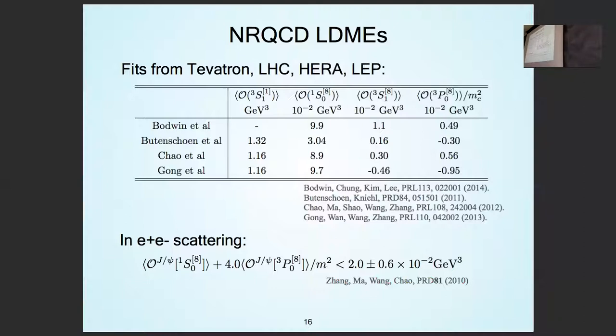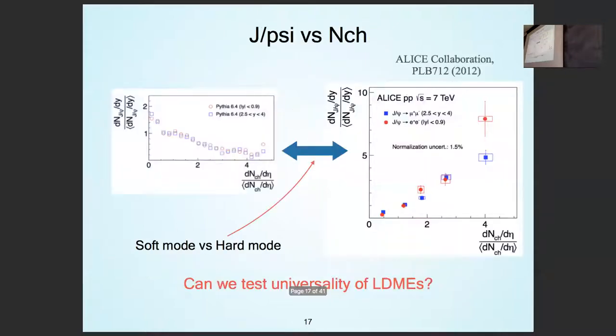So the CGC plus NRQCD using these long distance matrix elements reproduce the data on J/psi production in proton collisions. But what about J/psi production as a function of charged multiplicity? This is another test of universality of long distance matrix elements. So this is very interesting.